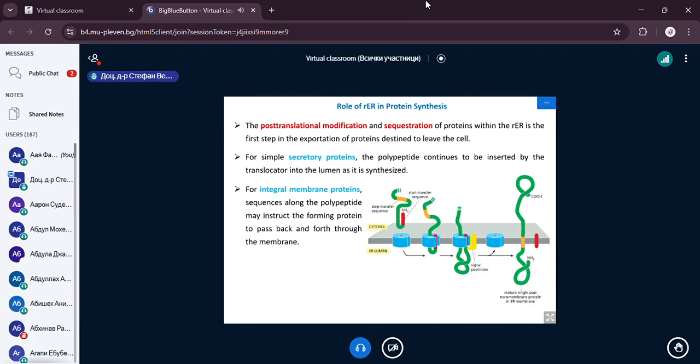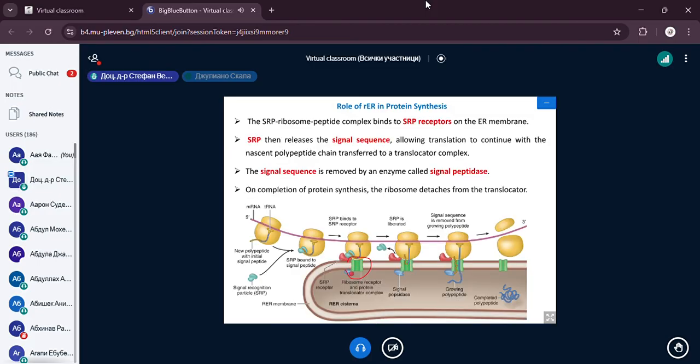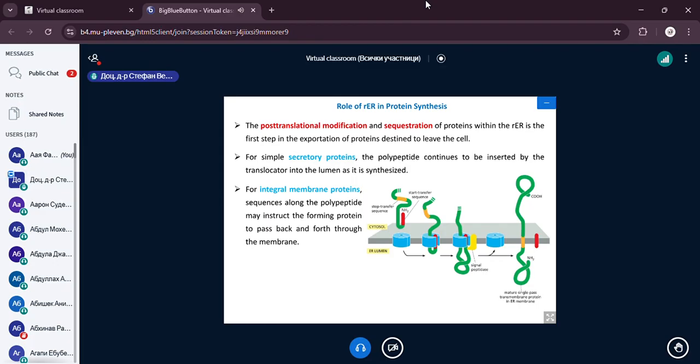But some of these proteins might stay in the membranes of the endoplasmic reticulum as integral proteins there and serve as translocator, signal peptidases and some other such membrane proteins located in the membranes of the endoplasmic reticulum.